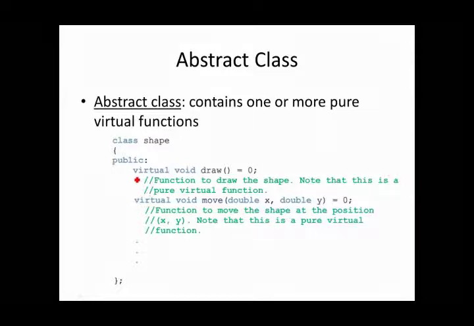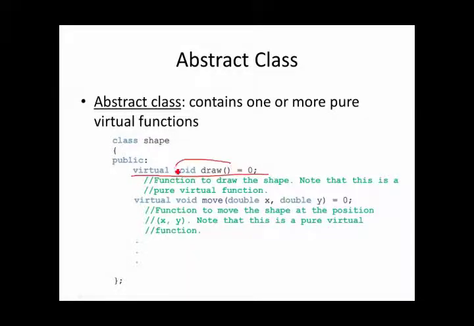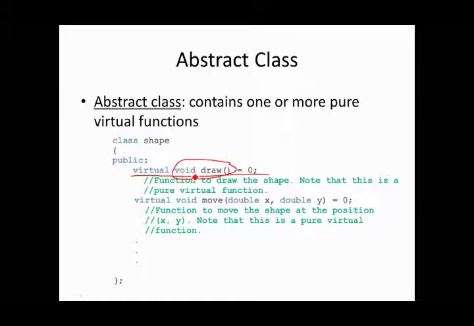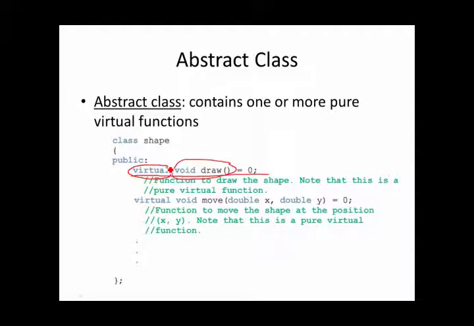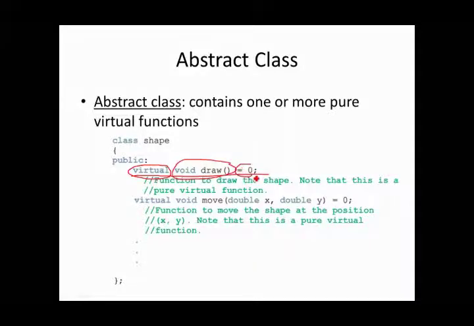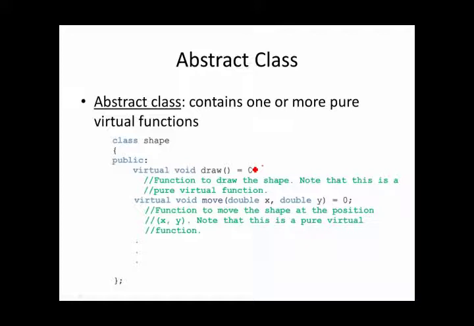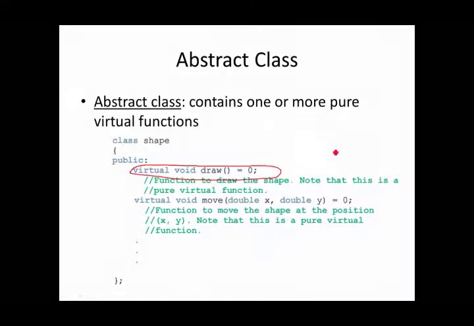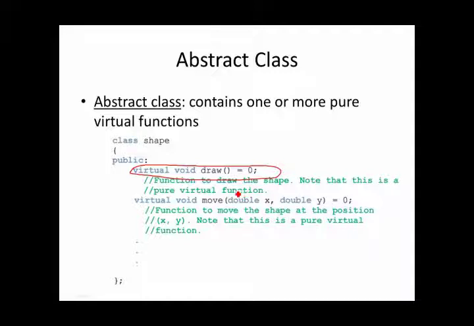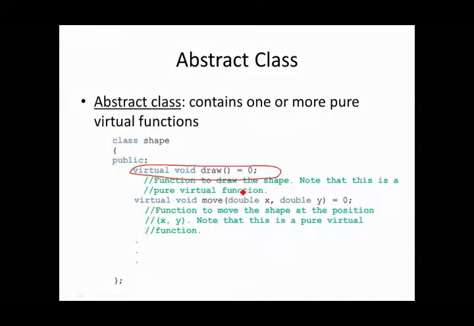So what are pure virtual functions? A pure virtual function is a function that looks like this. Here you're usually used to having a function called void draw. But if you put the keyword virtual in front of it and an equal to 0 at the end of it, you have now made a pure virtual function. So what is a pure virtual function? It's just an abstract function. What it means is that this function has no definition. You're just setting a placeholder for a function, but with no definition.